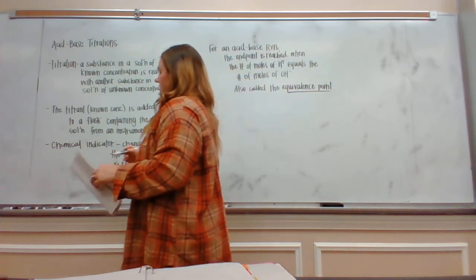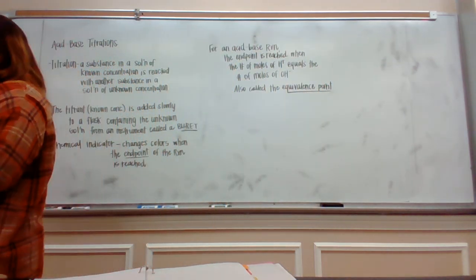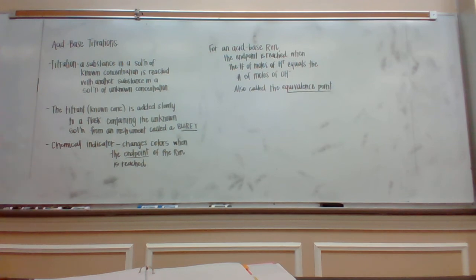all right, so for an acid-base reaction, the end point is reached when the number of moles of the H plus ions equal the number of moles of the OH minus ions. This is also called the equivalence point. So you choose an indicator based on the pH range that you're looking for. That's how it changes colors.